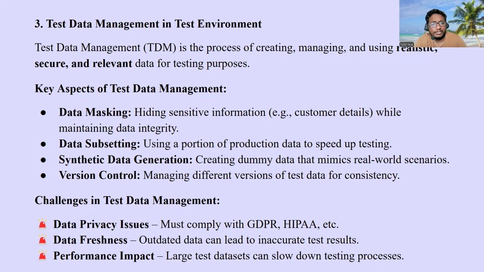Key aspects of test data management: test data masking, hiding sensitive information while maintaining data integrity. As simple as that, right? That is called data masking. You will be hiding sensitive information like customer details and all while maintaining data integrity, and you will be using that data in order to test the software, right? Data subsetting, using a portion of production data to speed up testing with real world data.